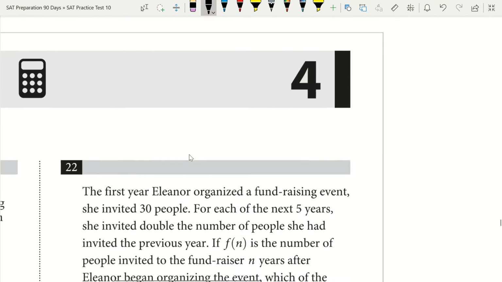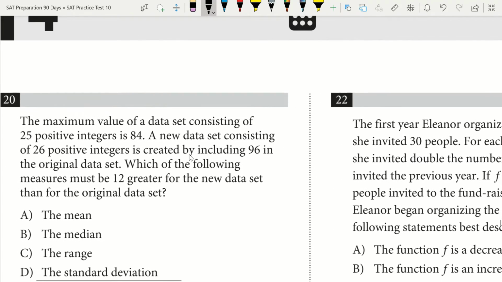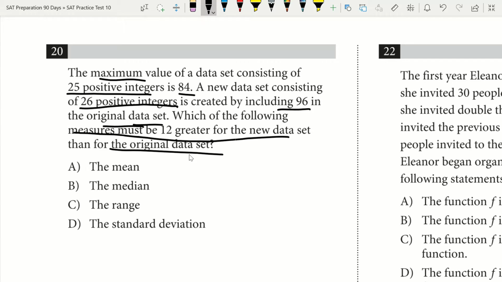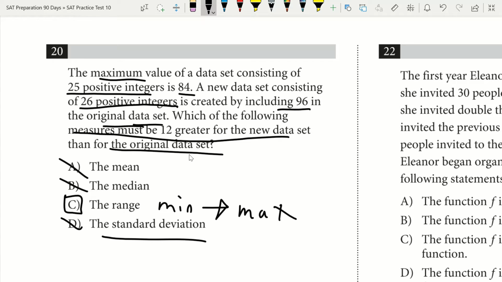All right, next thing that we've got is question 20. This will be our last one for today, and then we'll move into some math tips. The maximum value of a data set consisting of 25 positive integers is 84. So that's our max. A new data set consisting of 26 positive integers, and the key thing there is that that is one more, is created by including 96 in the original data set. So now I have a new maximum. Which of the following measures must be 12 greater for the new data set than for the original? Okay, that's not going to be the mean, not going to be the median. It is going to be my range, because my range is my minimum to my maximum. Standard deviation will not change by that much since there are 26 other integers involved.